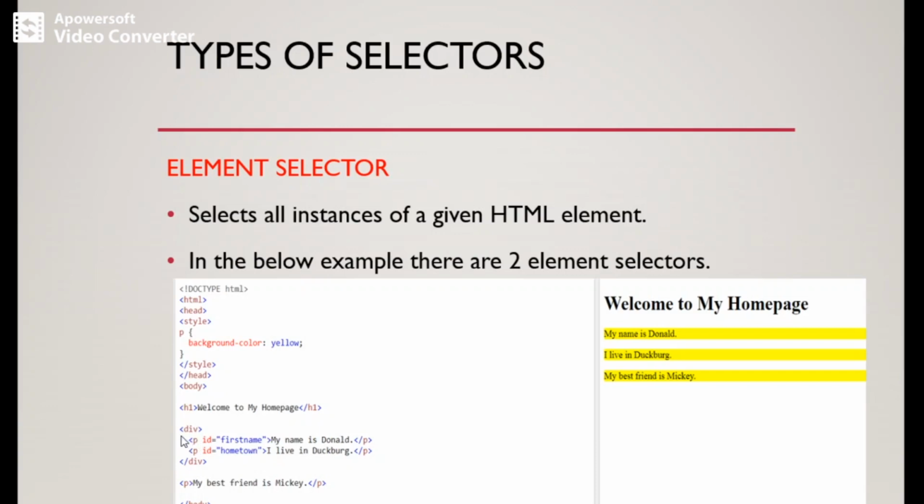When I specify the div tag, P id is equal to first name, P id is equal to hometown, P. Here you're specifying that the element selector is the P tag. It will select all instances of that given HTML element, so all instances of this P tag. Here you can see one P tag, here you can see another P tag. Whatever text is there, the color will be set to yellow. Here also you have one paragraph tag.